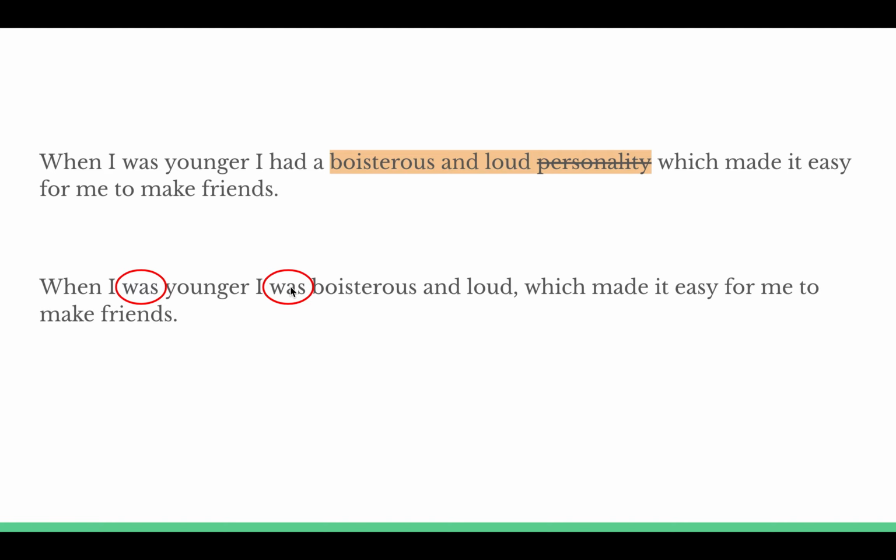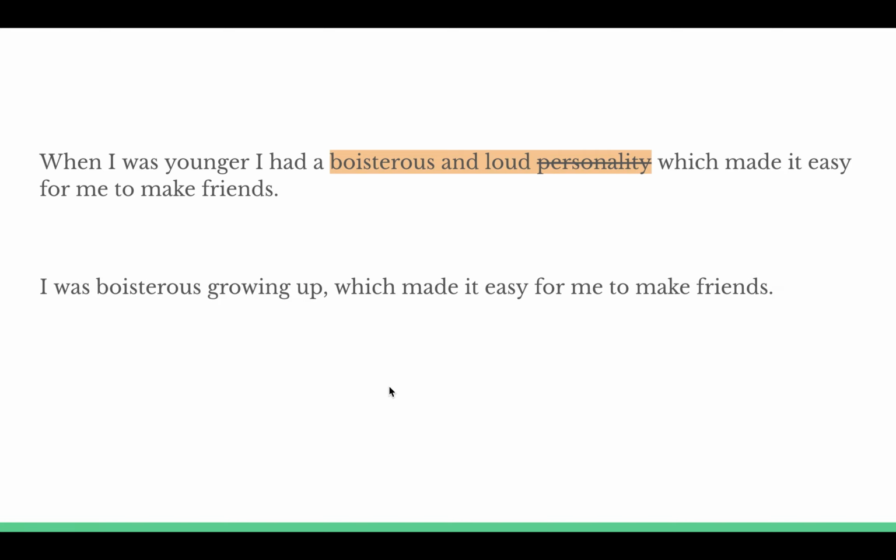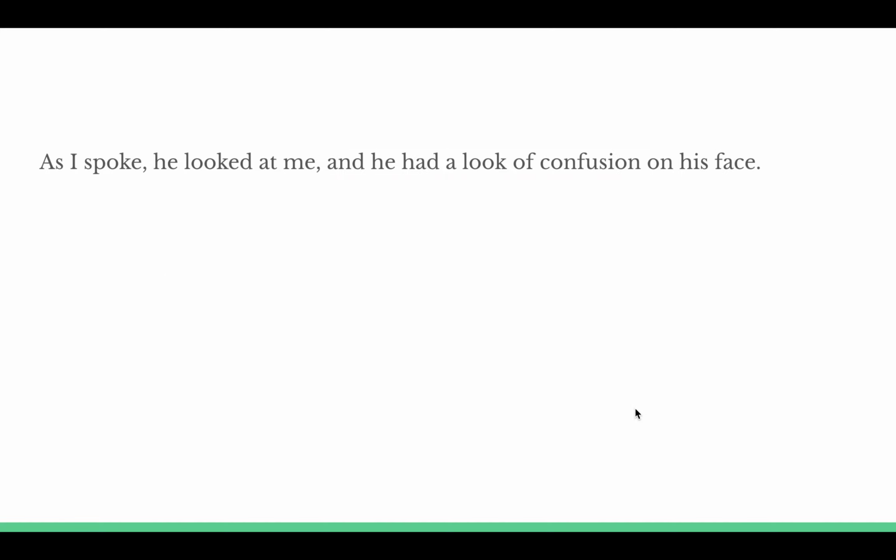Okay, so how do we say this without repeating the clause I was and I was? Well, here is how I would do it. "I was boisterous growing up, which made it easy for me to make friends." So I don't need the subordinate clause here, when I was younger. I'll just condense that to growing up and say I was boisterous growing up, which made it easy for me to make friends.